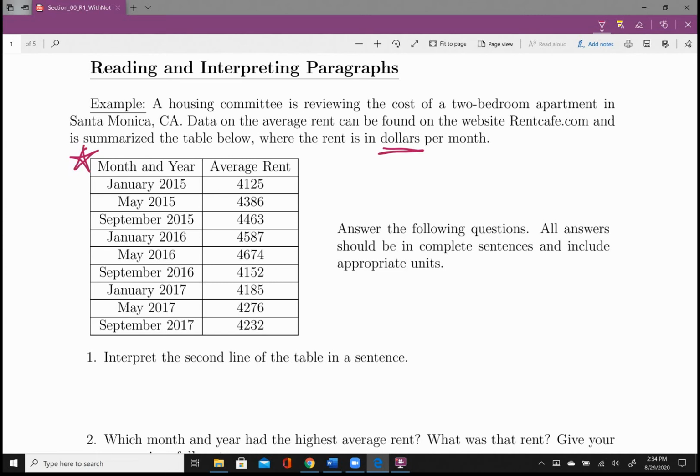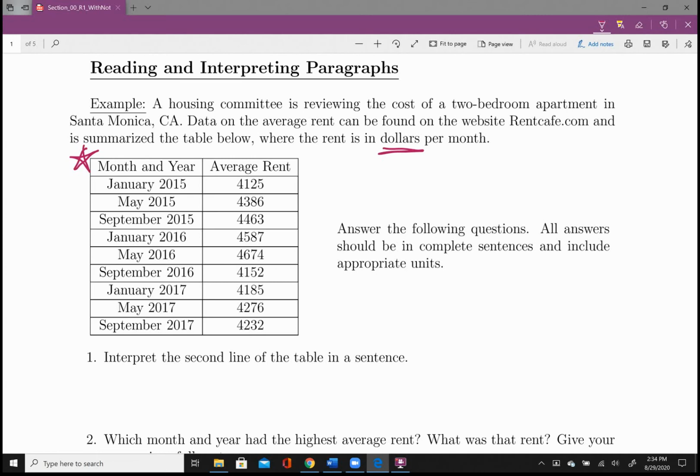So we want to answer the following questions. All answers should be in complete sentences and include appropriate units. One thing we want to strive for in this class when we write down our responses to just about every single question that we're given, every prompt, is to do so with full English language sentences with appropriate units, grammar, punctuation, all that good stuff. I know what you're thinking. This isn't an English class. You are correct, but we're still going to be using correct English as we write our responses.